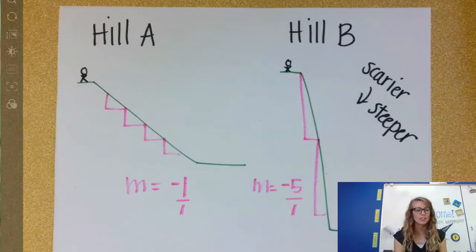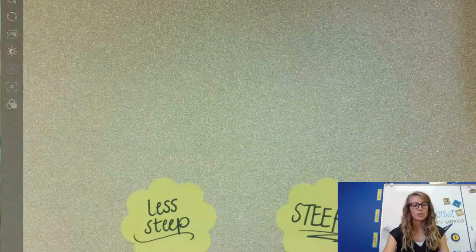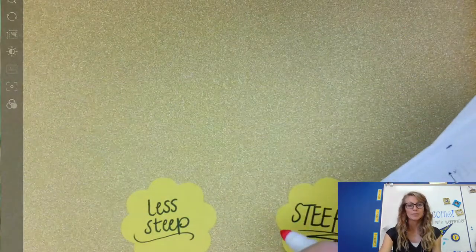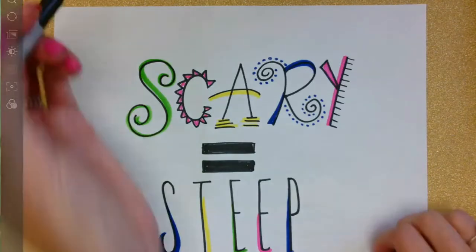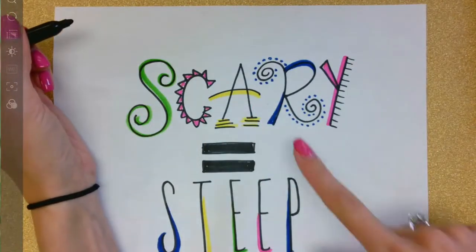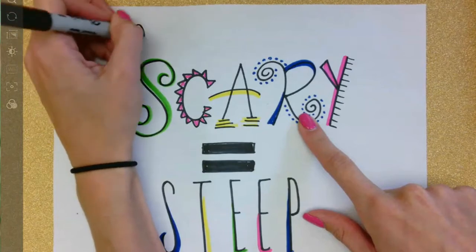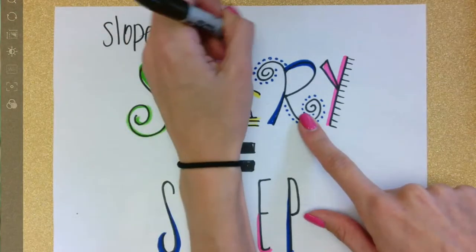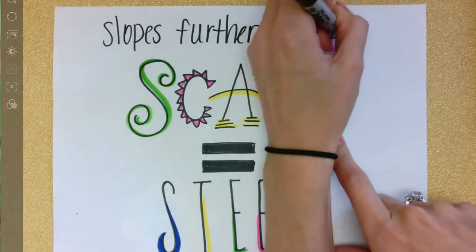Okay, we're going to continue to look for patterns within that. So we're going to be picking out two graphs here, and you're going to be thinking which one is steeper. So what we're seeing here, and we're going to notice this in a lot of examples, is that the scarier, steeper ones have slopes further from 0, further from the value of 0.